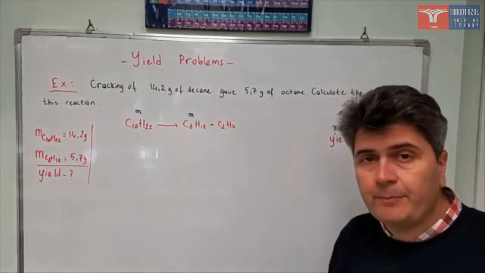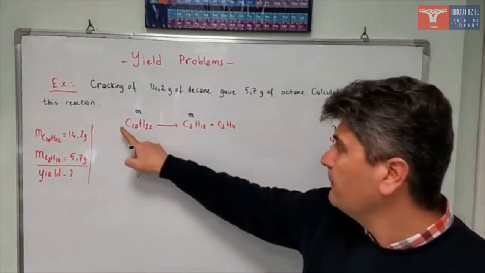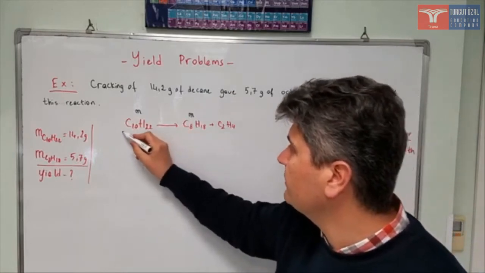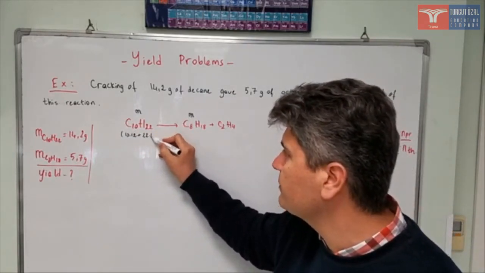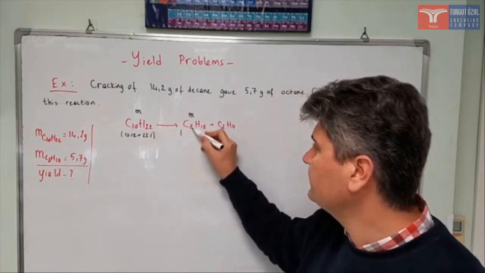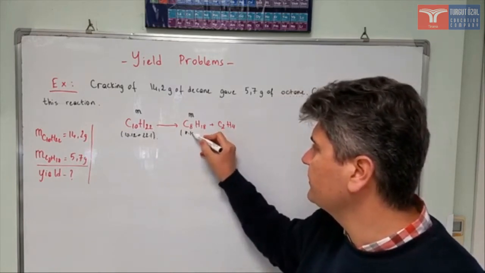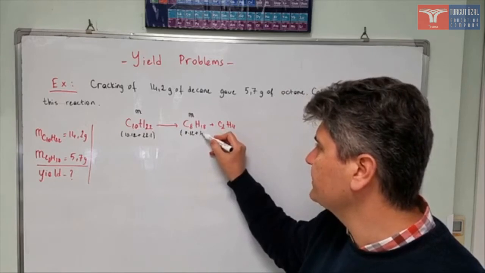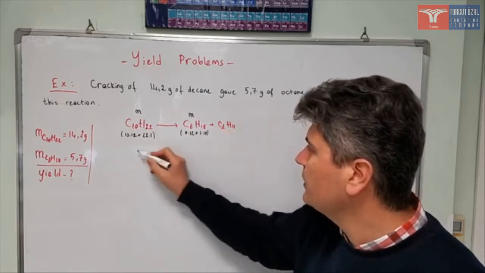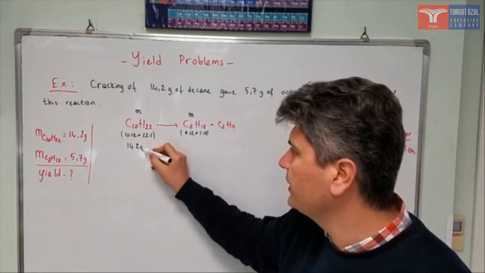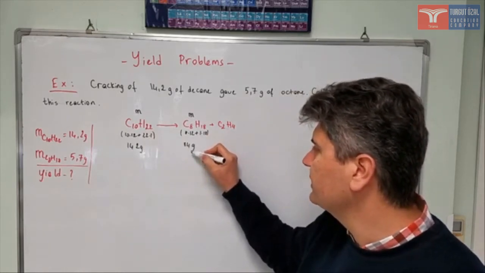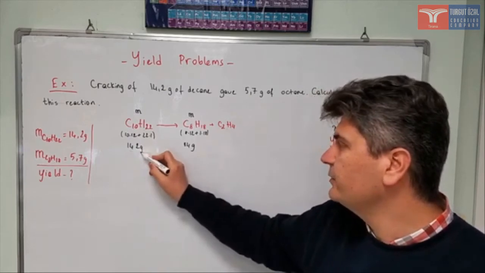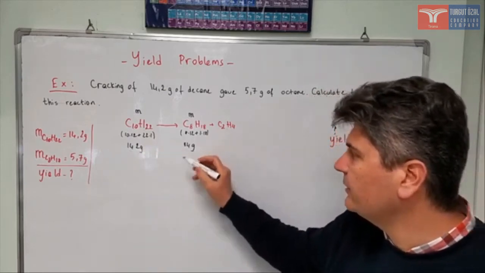Now, I can find it by some proportion. The mole numbers are 1 to 1. So the molar mass of this is 10 times 12 plus 22 times 1. And this one is 8 times molar mass of carbon 12 plus molar mass of hydrogen is 1 times 18. So I can say 142 grams give 114 grams.